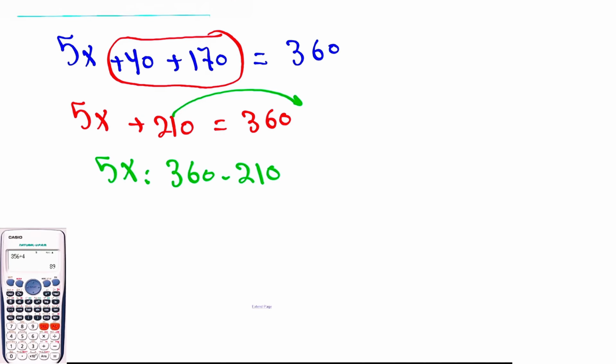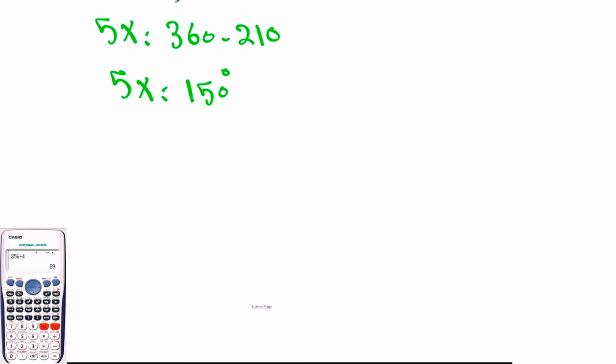The next crucial step involves dividing the coefficient, which is 5, from the variable x. We will also divide by 5 on the other side of the equation. This allows us to cancel out the 5 on the left side with the 5 in the denominator. Consequently, x will be isolated. After performing the division, the value of x comes out to be 30 degrees.